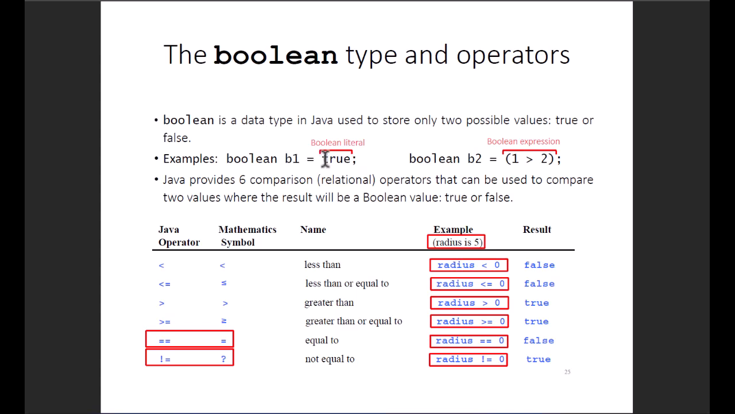You see, this is a Boolean literal. This is true. So you can declare it such as boolean b1 equal to true, or you can have a boolean expression, boolean b1 is equal 1 greater than 2. You see, 1 greater than 2 is false.